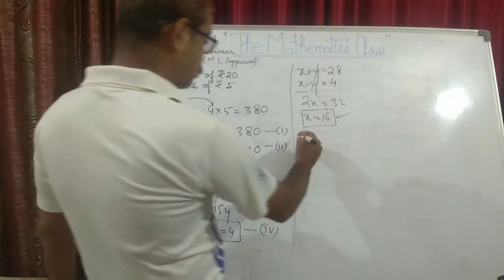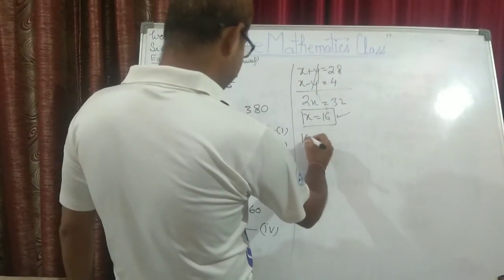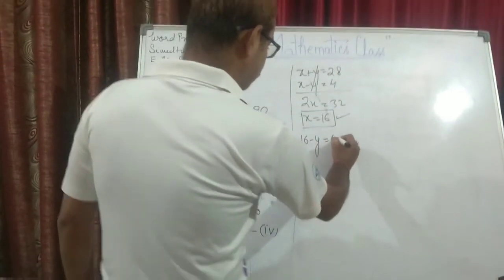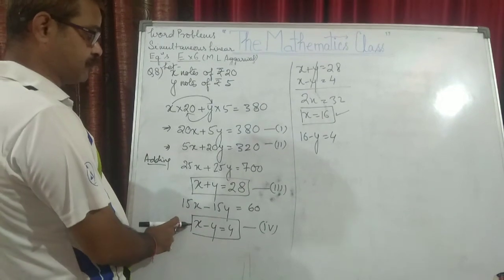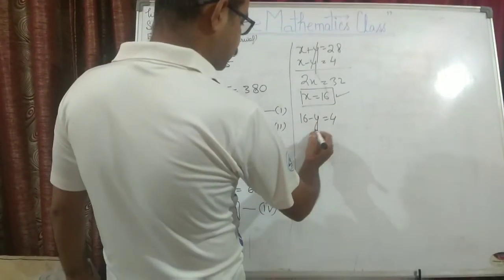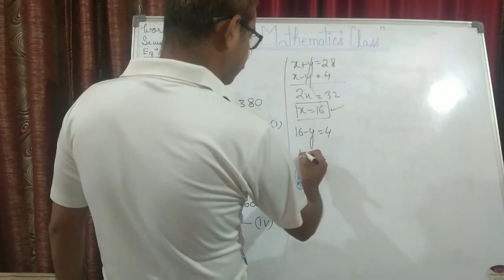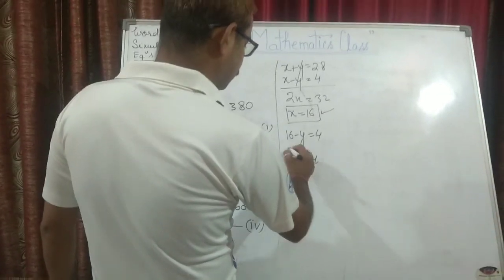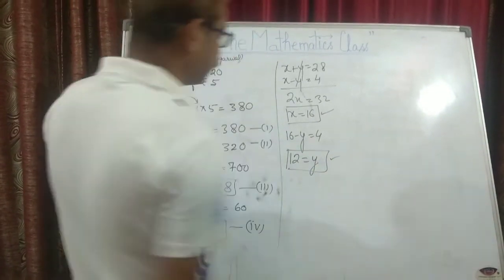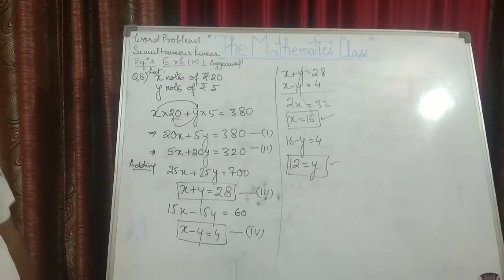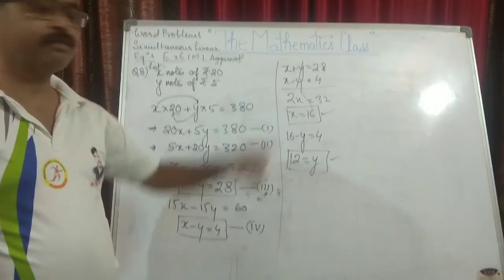And what can you say about rupees 5 notes? So 16 minus y is equal to 4. I am putting the value in the 4th equation. So 16 minus 4 is 12. 12 is equal to y, meaning he has 12 notes of rupees 5. So that is the final value.